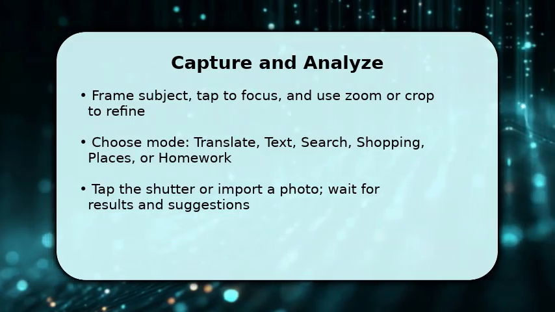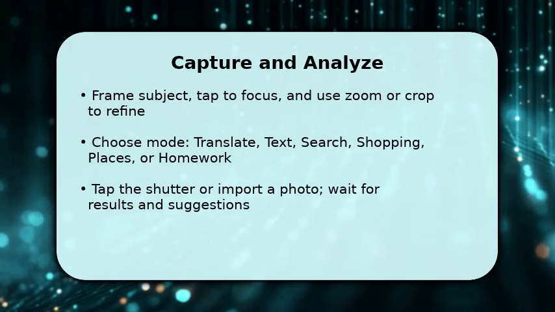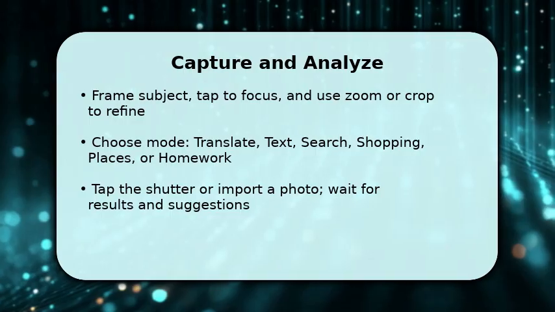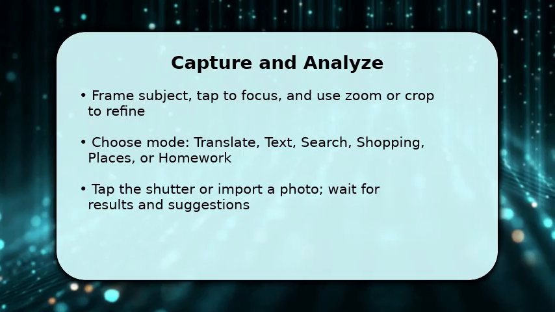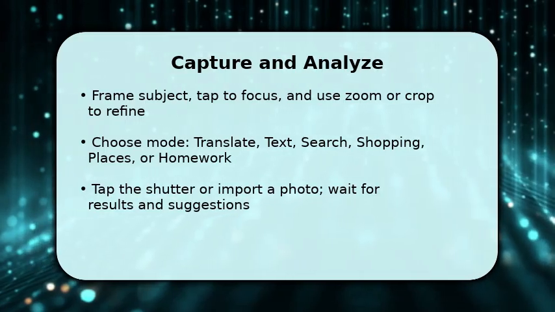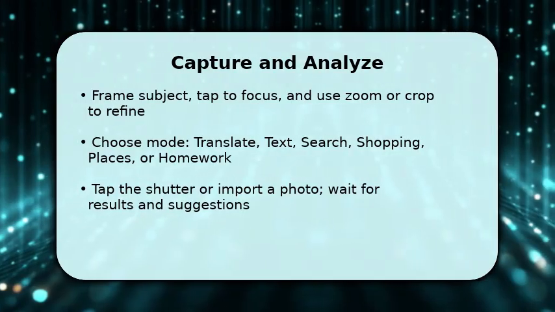Next, choose a mode: translate for signs, text to copy, search for similar items, shopping for product links, places for landmarks, or homework for math help. Tap the shutter or import a saved photo. Lens processes the image and presents cards with actions such as copy text, open results, or shop links.